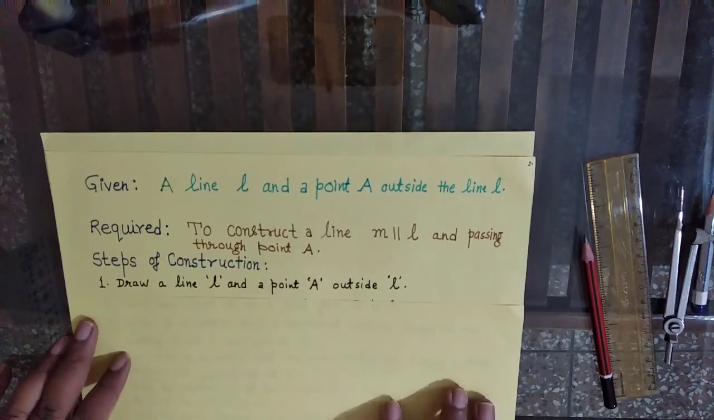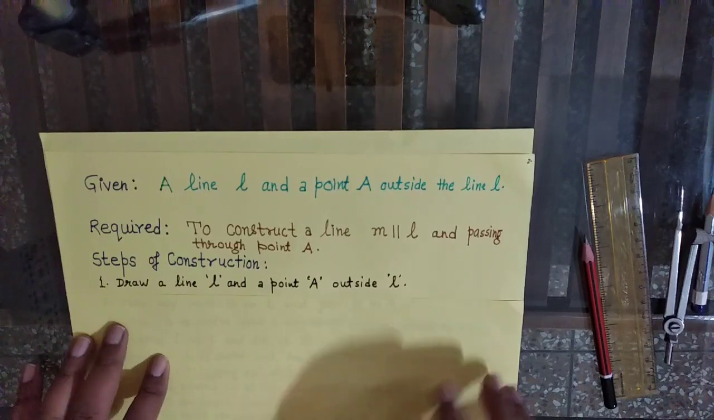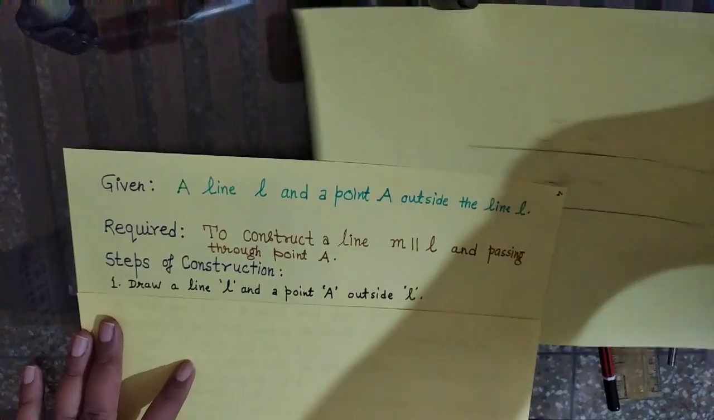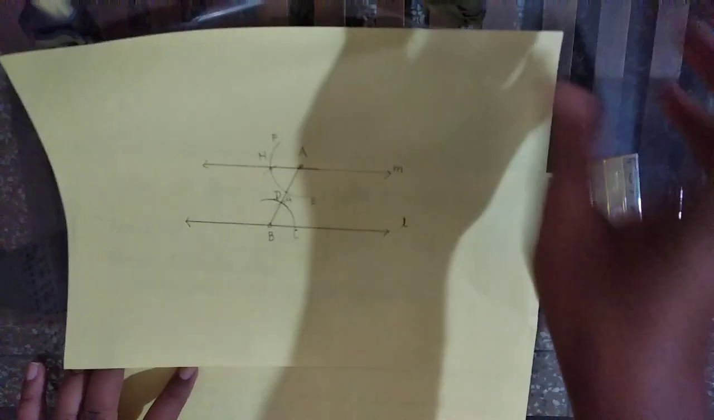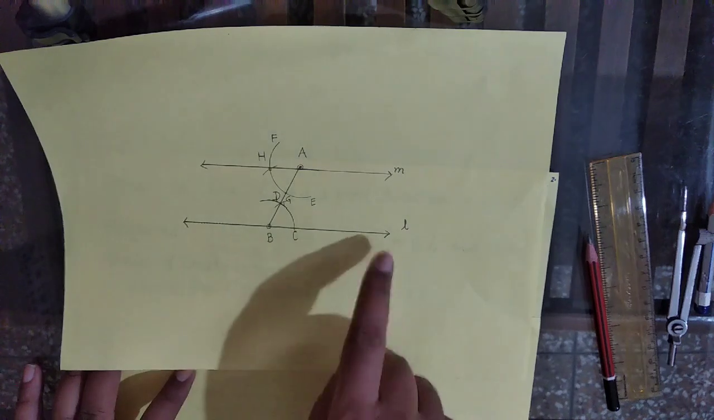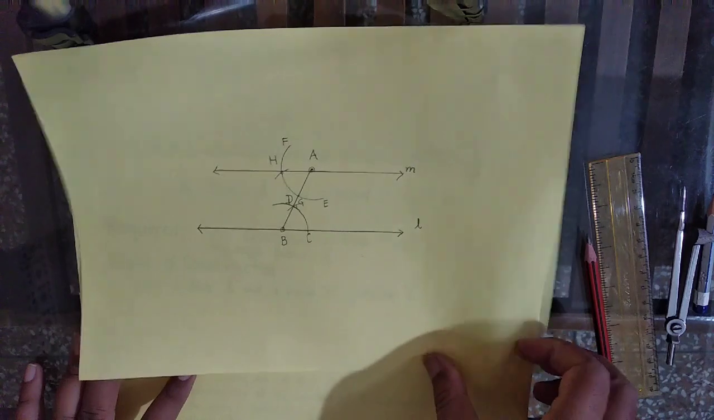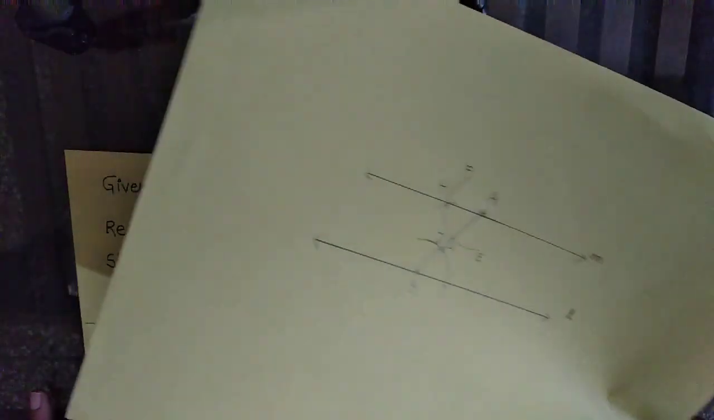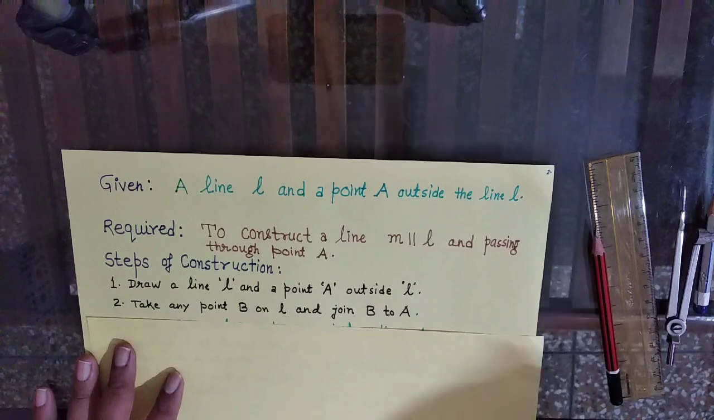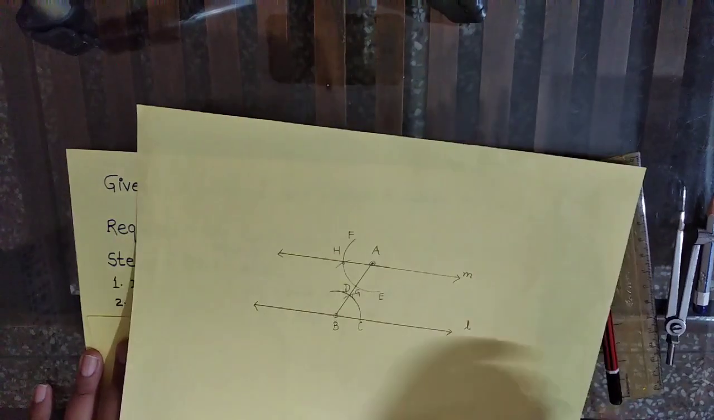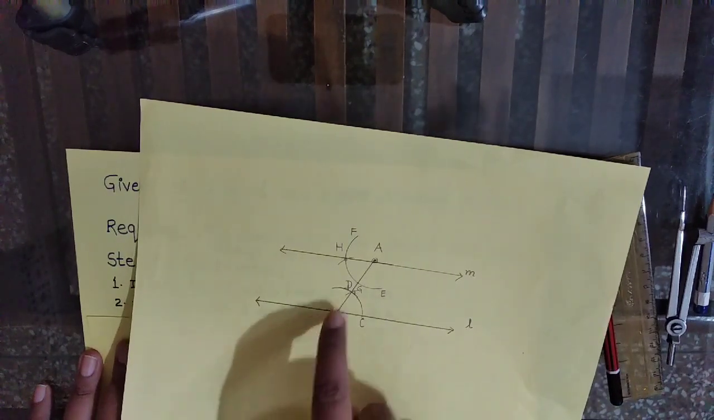Now the first point is draw a line L and a point A outside L. In this construction, draw a line L and a point A outside the line L. Now the second point is take any point B on L and join B to A.